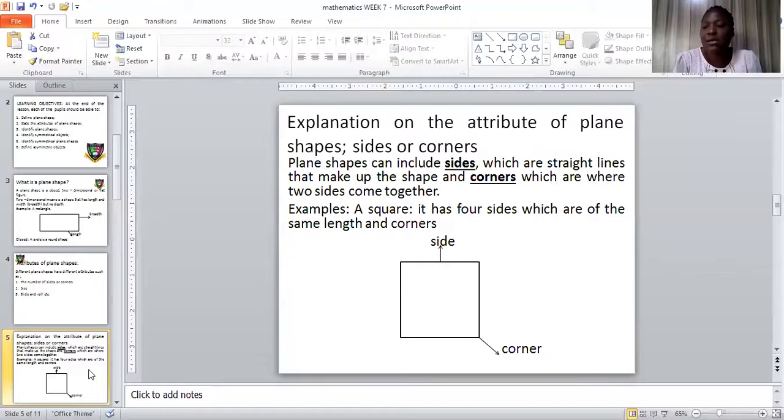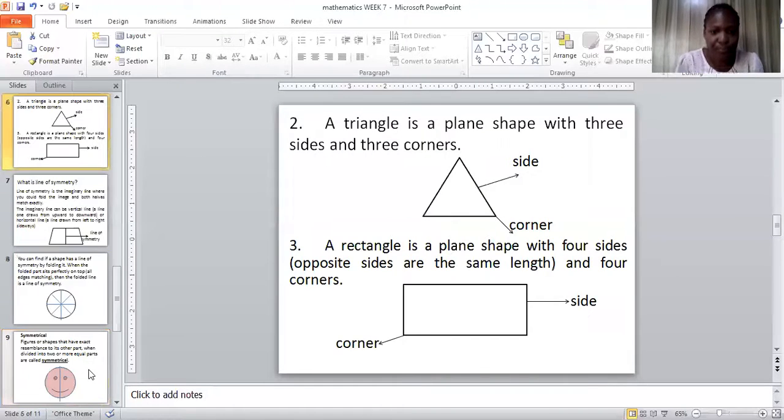Like the example that I cited earlier of the cylinder. Can you see that a cylinder does not have a corner? A cylinder is like the tin of milk in the house. Does it have a corner? No. So it is not a two-dimensional shape, but it is a three-dimensional shape or a solid shape. Then we looked at examples of plane shape.